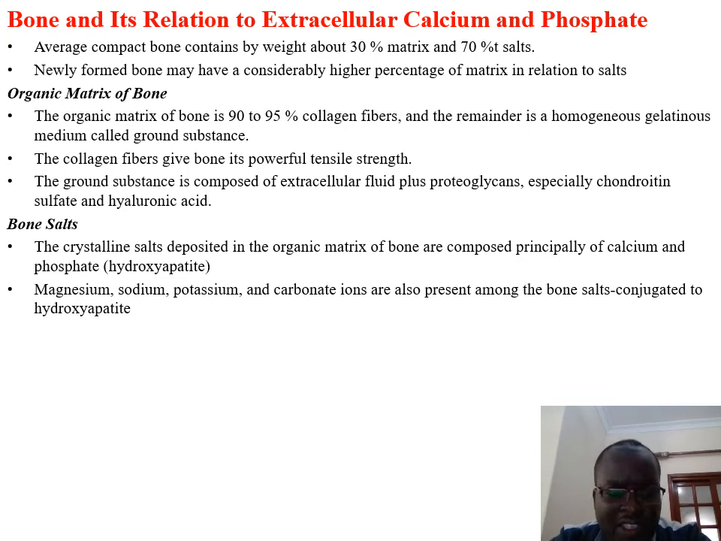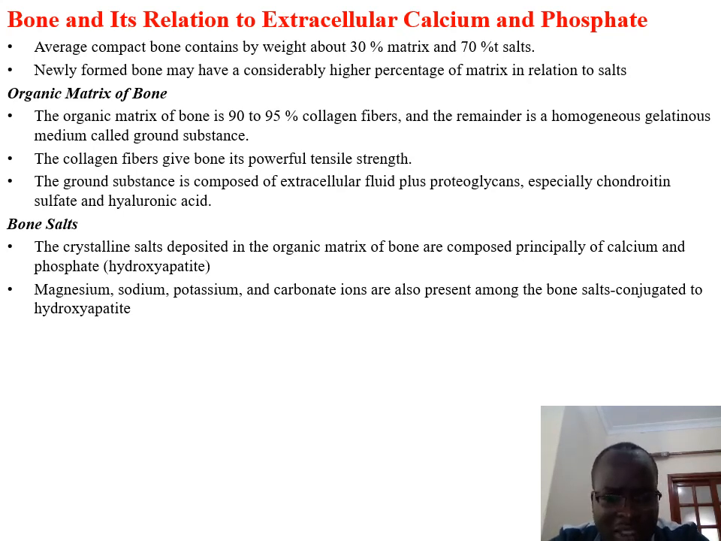The bone salts are the minerals that are deposited into the bone tissue. The crystalline salts deposited in the organic matrix of the bone are composed principally of calcium and phosphates, the hydroxyapatite. So the deposits of minerals, mainly calcium and phosphates, will form the hydroxyapatite of the compact bone. Remember, we have the compact bone and also the spongy bone that contains a lot of cavities, especially near the epiphysis of the bone. That's why you find the spongy bone or soft bone.